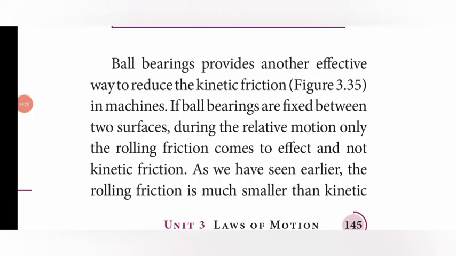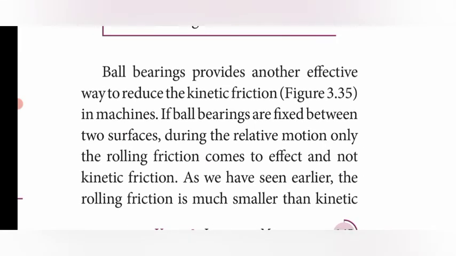Another effective way to reduce the kinetic friction is the ball bearing. Ball bearing means we use circular surfaces, wheel-like or ball-like structures. They can be fixed between the two surfaces and reduce the relative motion of the two objects, and they do not produce such a large amount of kinetic friction. So here we are using rolling friction. Let's see the diagram of this.